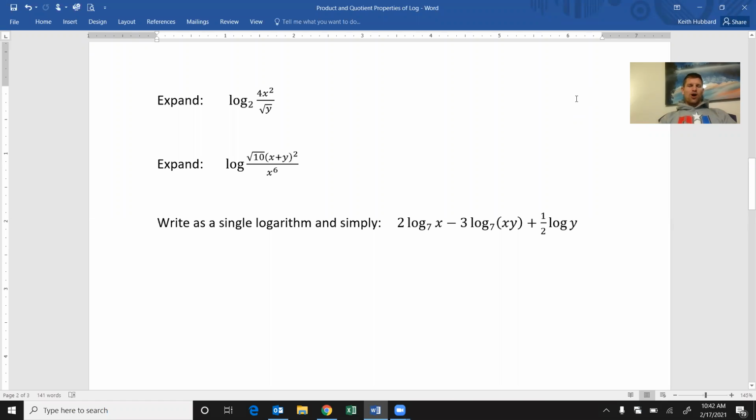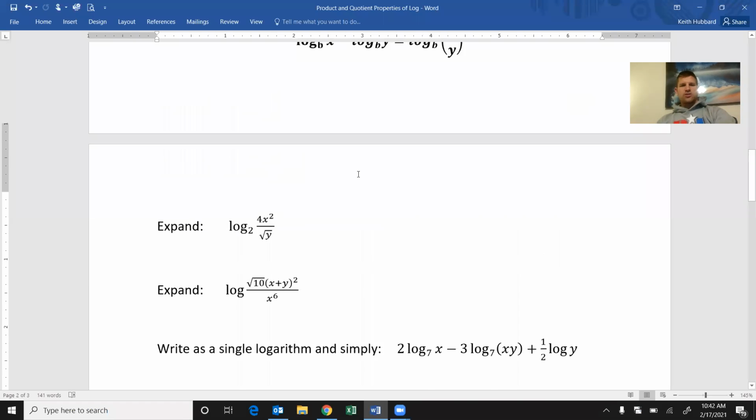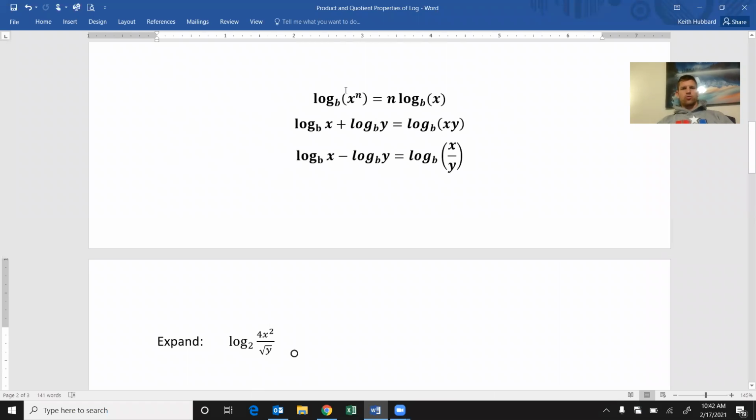Let's practice a few problems that use the product rule and the quotient rule and the power rule for logs. So these two problems are going to say expand. They're going to start with one logarithm and we'll end up with multiple logarithms. And then the third problem is going to say write this thing that has 3 logs as a single logarithm and simplify. But first off, I just want to make clear, these are the rules we're using.